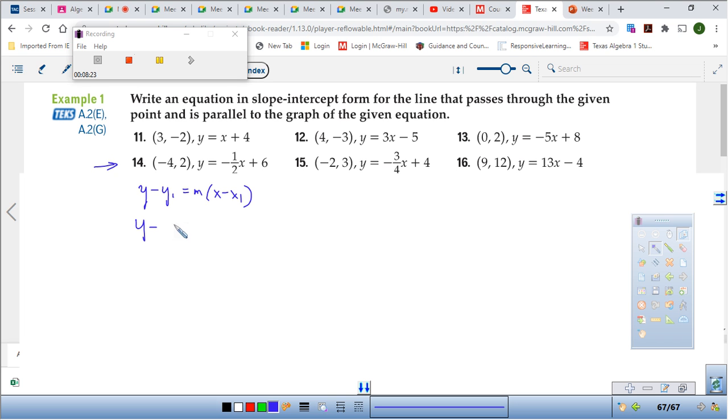Y minus... Samantha is on fire. And then we're going to go with x minus 4. How about almost, Samantha? What's wrong with that one right there? Maybe your nails got in the way too. I wonder.